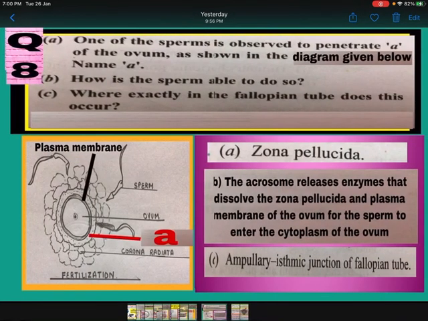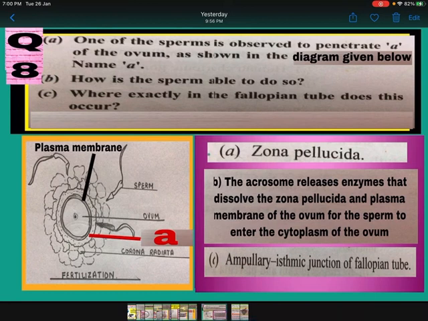Come to question number 8. One of the sperm is observed to penetrate A of the ovum as shown in the diagram given below. Name A. Now this diagram is showing the event of fertilization. A is the layer called zona pellucida of the ovum through which the sperm penetrates.